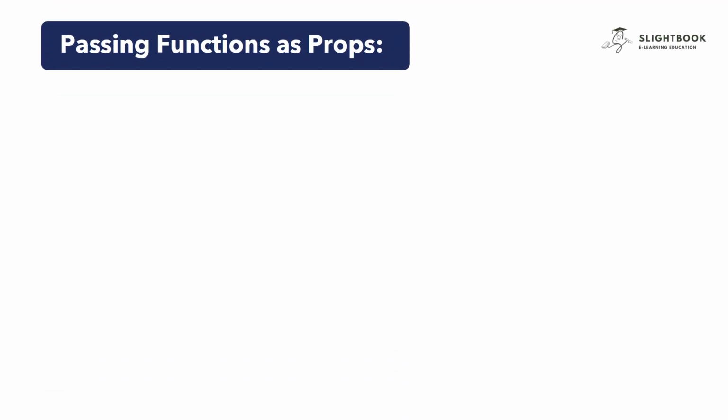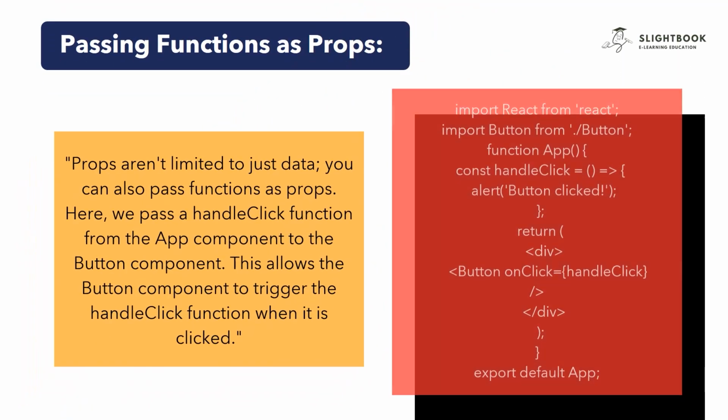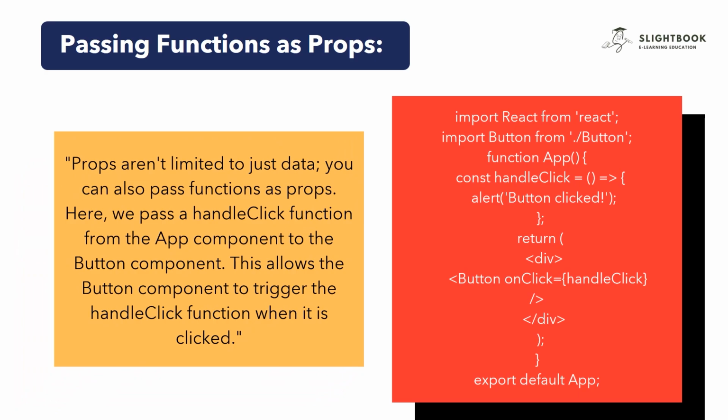Passing functions as props. Props aren't limited to just data. You can also pass functions as props. Here, we pass a handleClick function from the App component to the Button component. This allows the Button component to trigger the handleClick function when it is clicked.